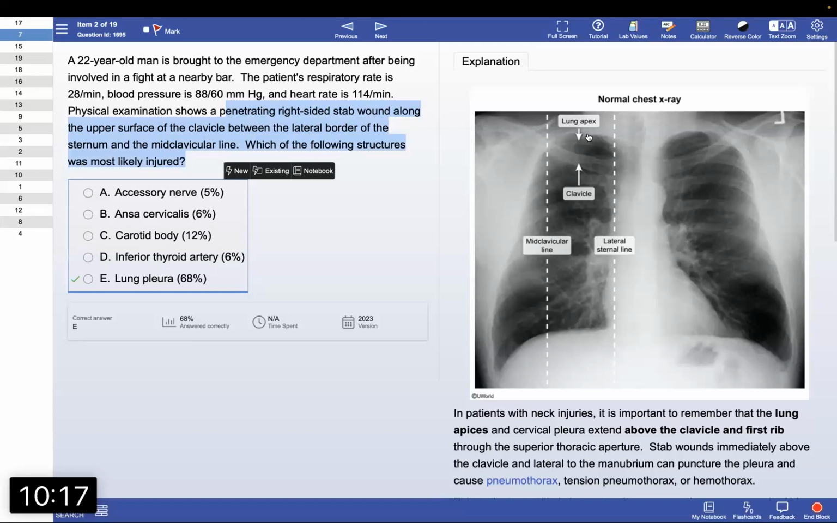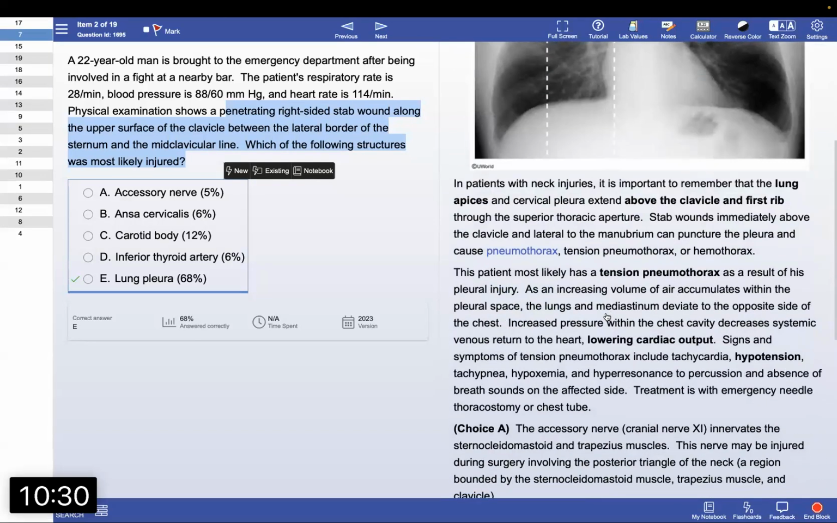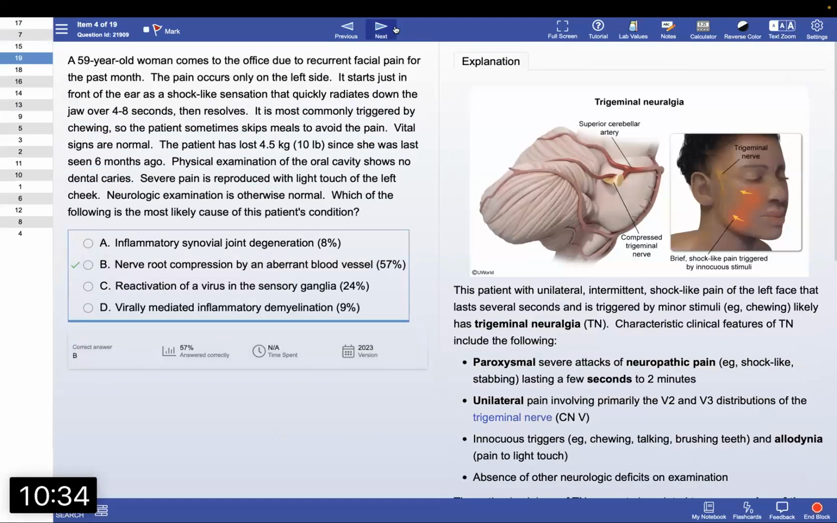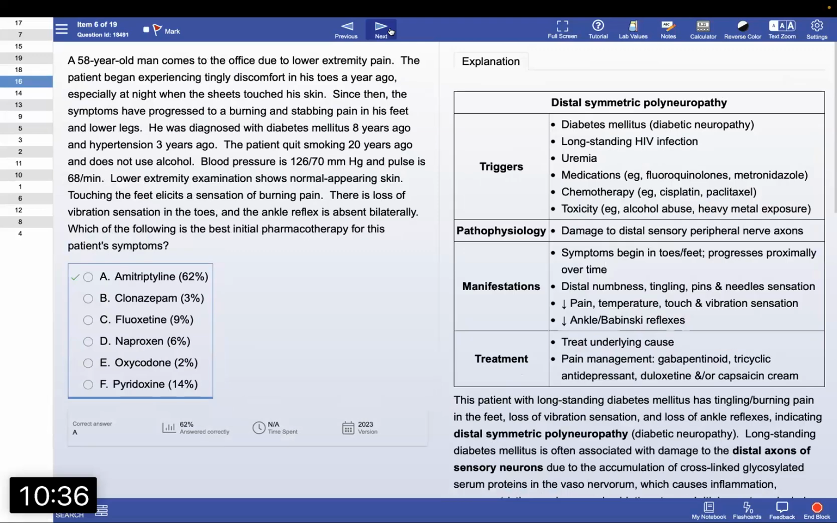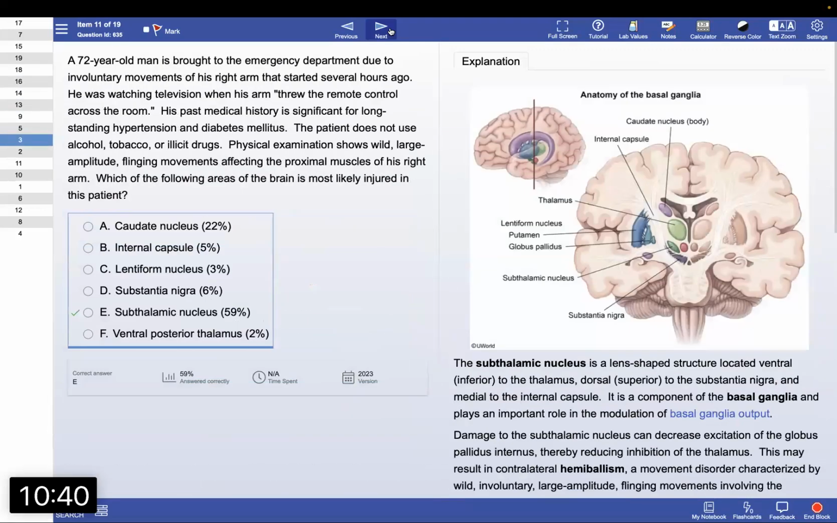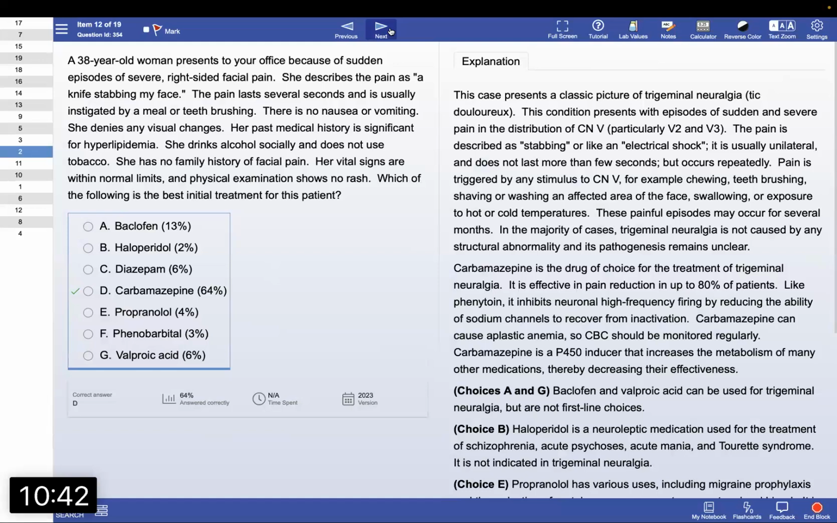Pleura. Right-sided stab wound along the upper surface of the clavicle between the lateral border of the sternum and mid-clavicular line. So here the apex is there, so the pleura is damaged. I think that was it. Yeah, I think so. One was the pleura, then one was the right anterior thing, and the other one is the pericardiocentesis.